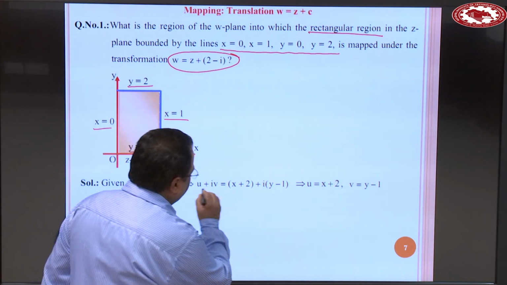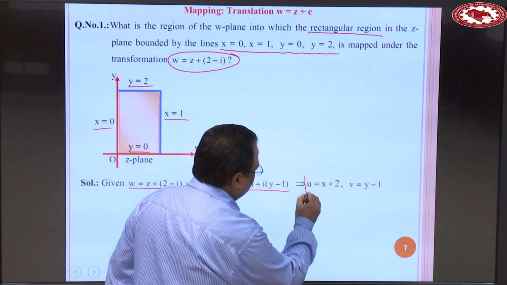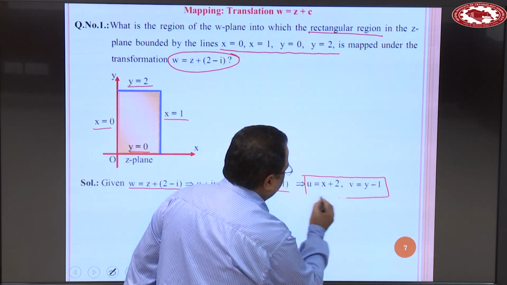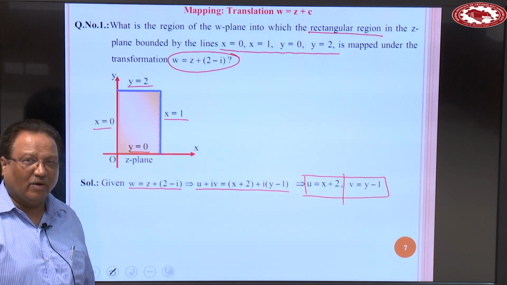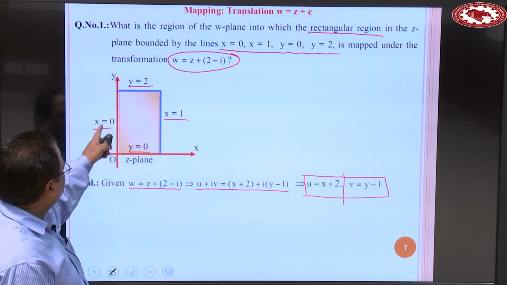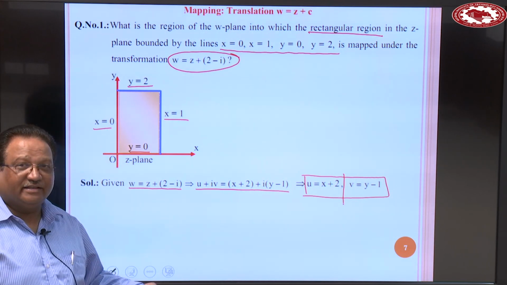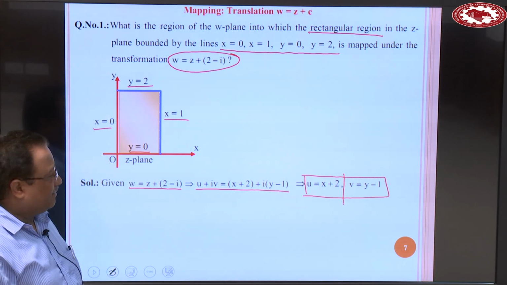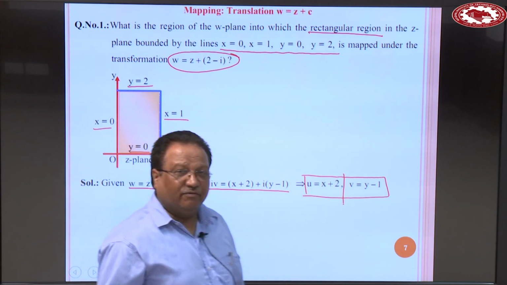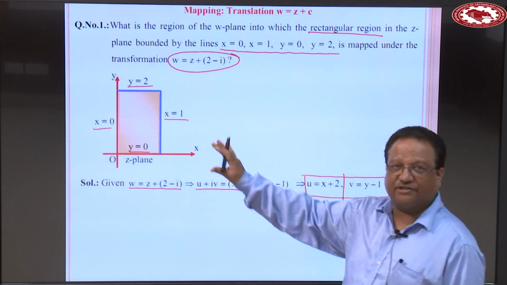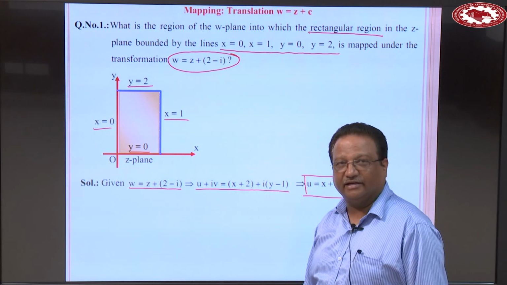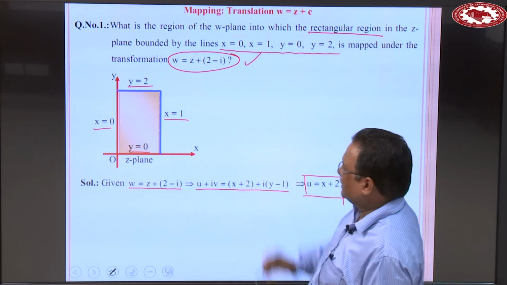Now, compare the real and imaginary parts. u is x + 2 and v is y - 1. Clear? Now corresponding to each value, calculate the values of u and v. What we have to do is transform this sketch onto the w plane using this type of transformation.